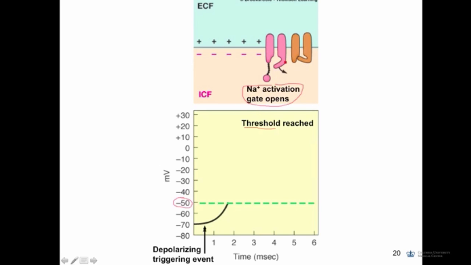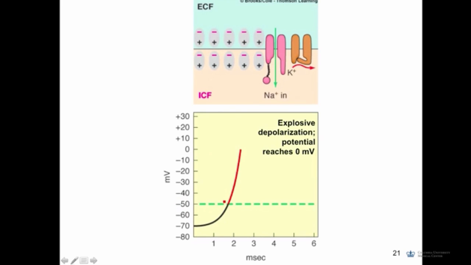Okay? So this activation gate on the sodium channel opens. And that's why the very next phase is the explosive entry of sodium into the cell, which causes a depolarization. Okay? So sodium rushes into the cell as soon as the activation gate opens, and the cell depolarizes. And as more sodium comes in, the cell gets more and more positive.